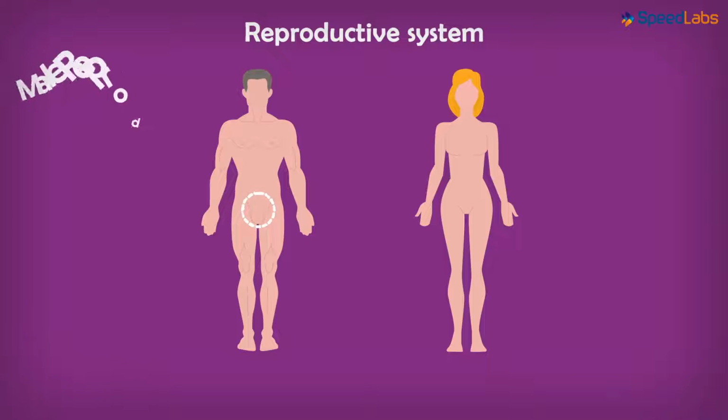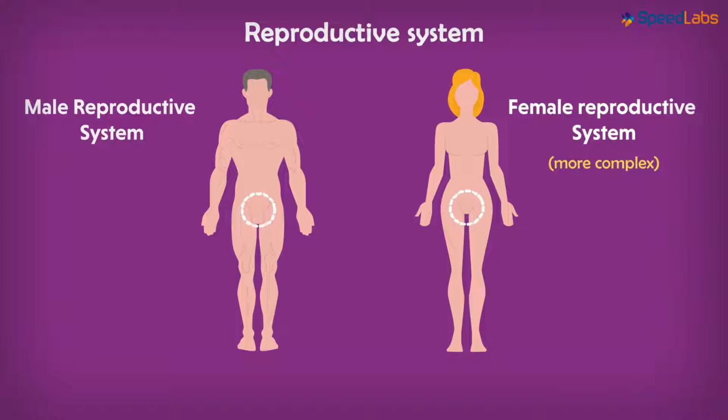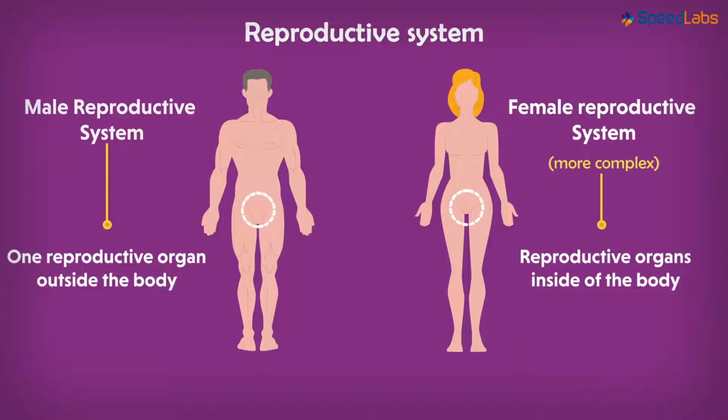We have studied the male reproductive organ in our previous lesson. In this lesson, we will learn about the female reproductive organ system. What do you think are the parts of the female reproductive system? The female reproductive system is a little more complex than the male reproductive system. The female reproductive system does not have organs outside the body. All the reproductive organs lie inside it.